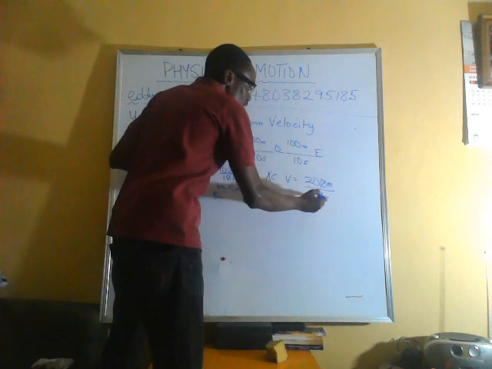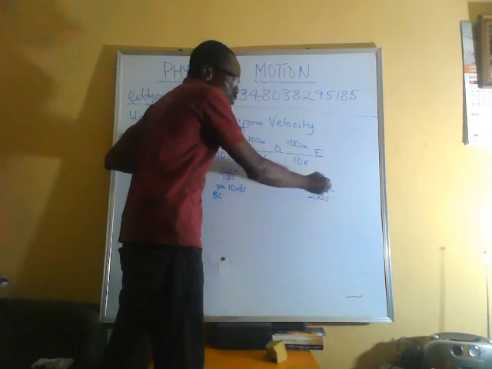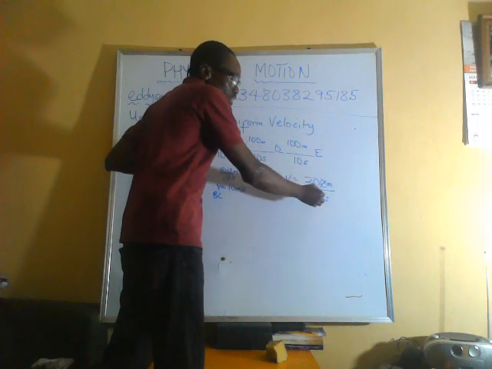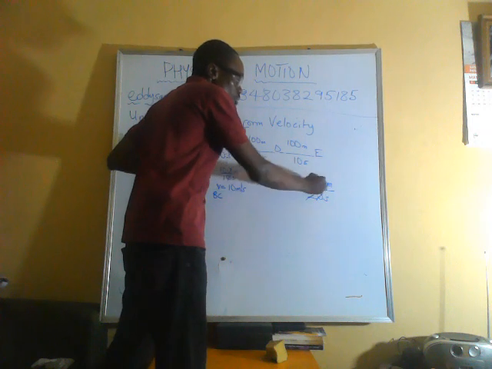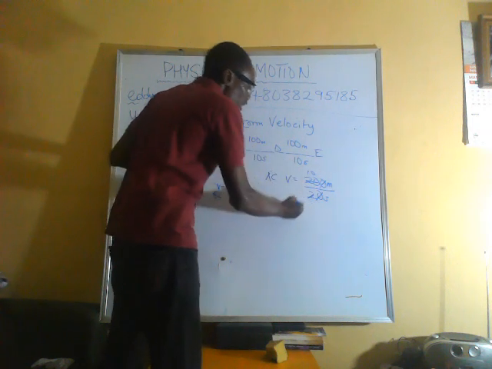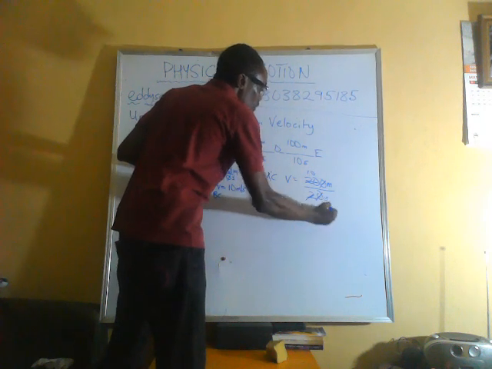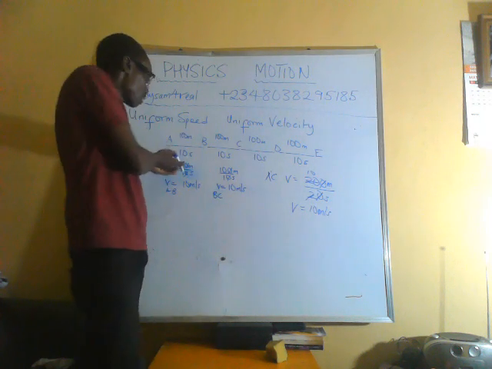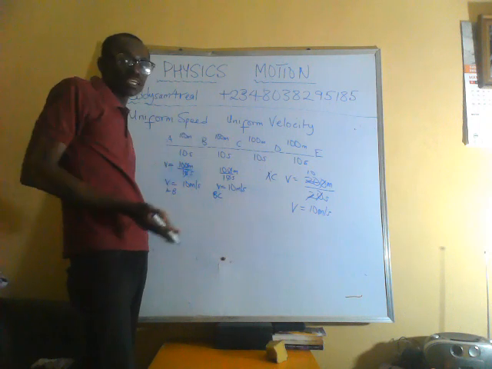0 cancels 0, and 2 in 20 is 10. So we have the velocity is equal to 10 meters per second, just like we obtained when we were calculating from A to B, B to C, C to D, and D to E.